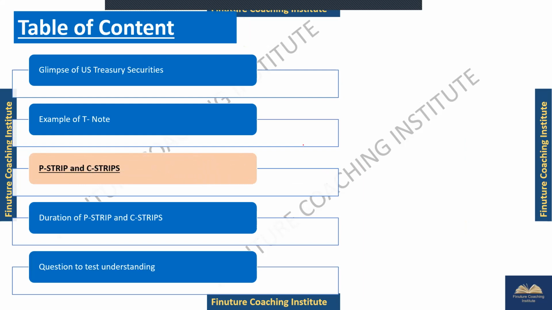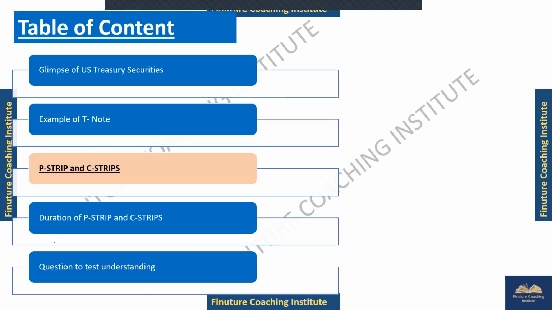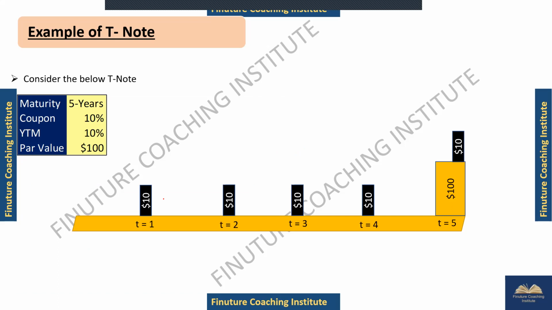So let's see what these P strips and C strips are. In our initial figure, we saw there were interim cash flows over here. Let me go back to this. Likewise, we saw that there were cash flows in between. First of all, let me tell you the reason for the existence of the strip concept.